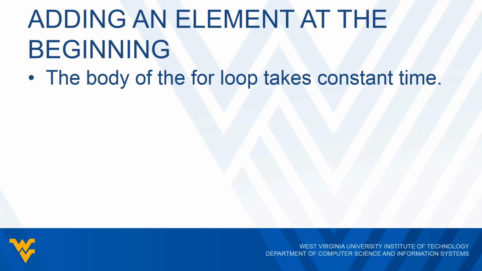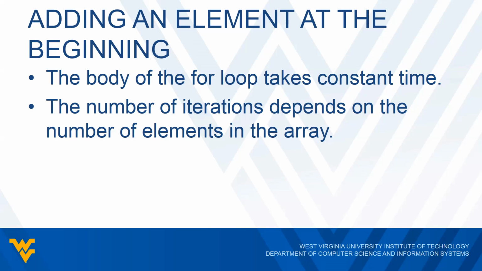Well, the body of our loop that we had to move everything takes constant time because we're just assigning one array element to another array element. Now, what about the number of iterations? Well, that depends on the number of elements in the array. If we have a small number of elements in the array, then it doesn't take very long. If we have a large number of elements, it's going to take a lot longer to move those elements.